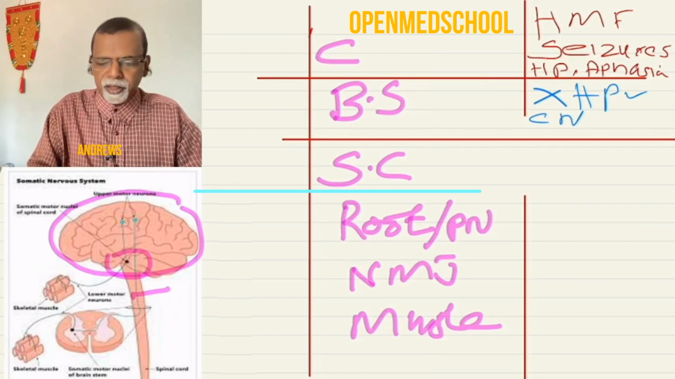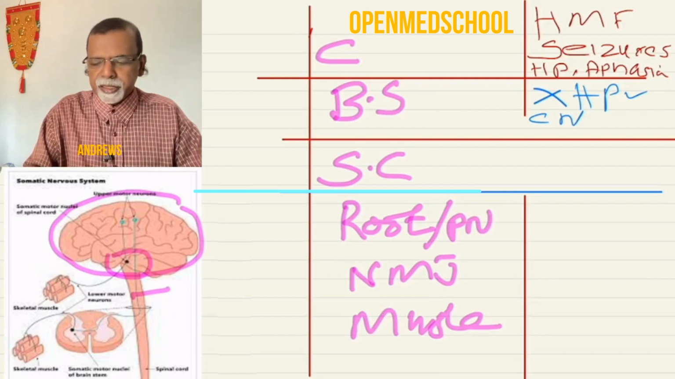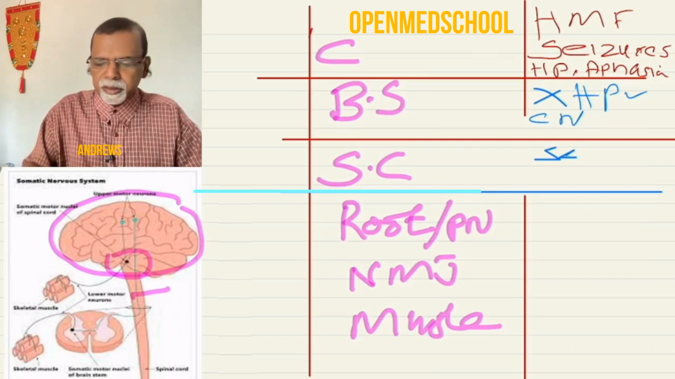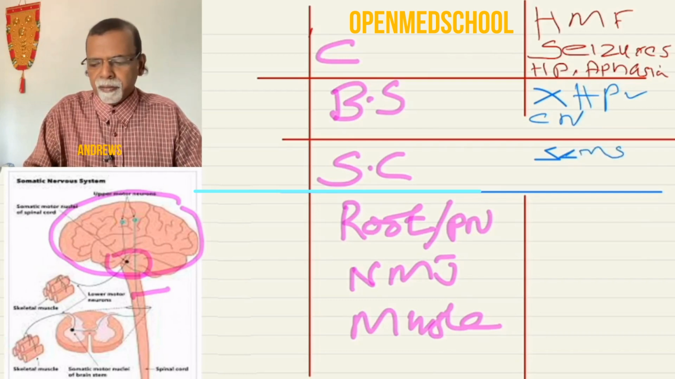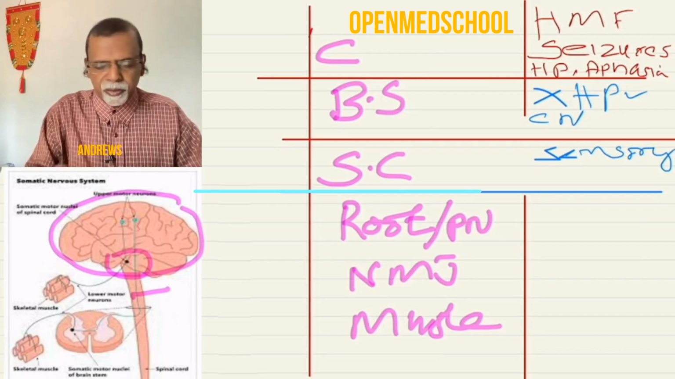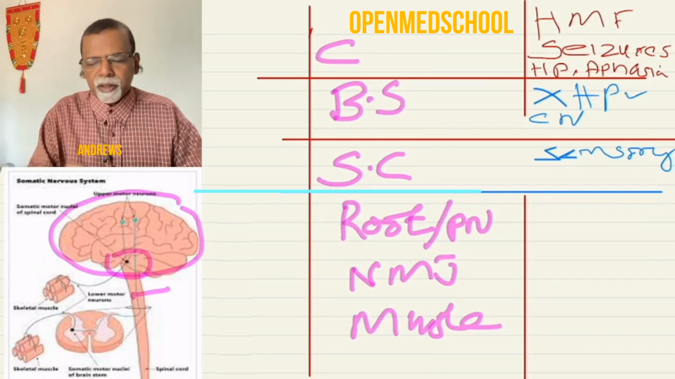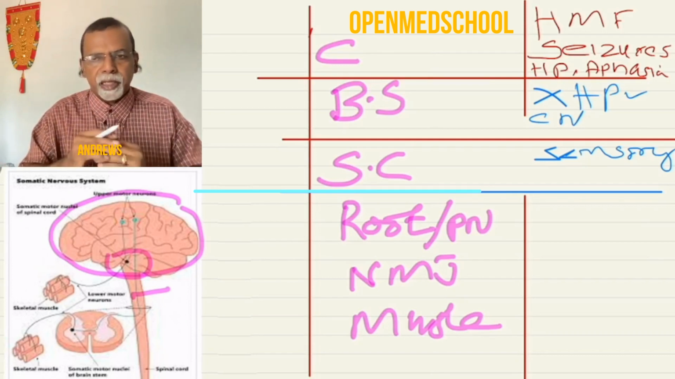Next level is spinal cord. In a spinal cord lesion, the pathognomonic finding will be a sensory level. A patient with a sensory level on the trunk with weakness. So somebody who has got a transverse lesion of the spinal cord will get a paraparesis with a sensory level.